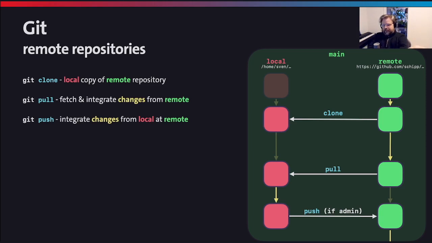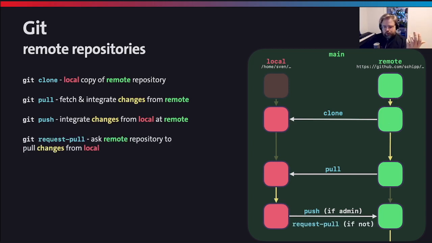There are several ways, and for that I would suggest reading the GitHub instructions, to identify yourself through SSH keys or whatever, so that GitHub actually knows you're the right person. If you don't have the rights to write to the remote, what you do is you request the remote repository to pull the changes from you, which is why this command is called request pull.